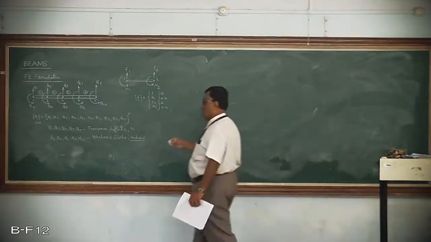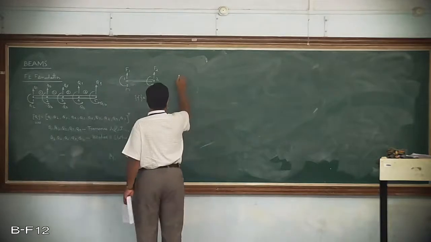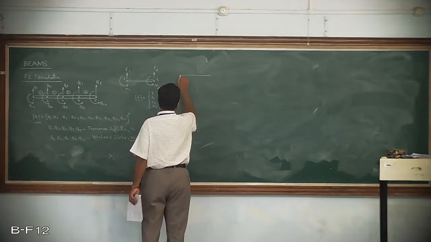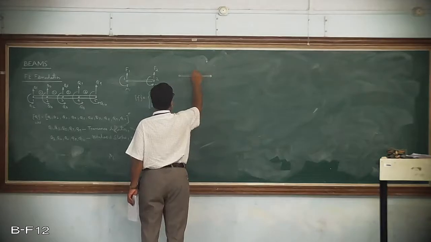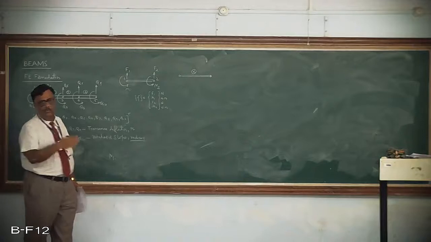So naturally, when I separate this, for example, if I want to write the element connectivity, let us first take only one element. For example, if I take one element, which is called element E, then the number may be anything, element number 1 or 2, 3, 4, whatever number you give.